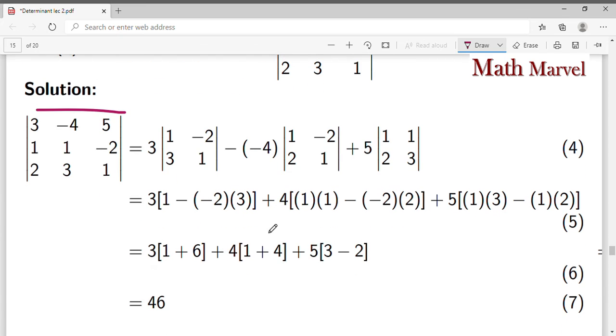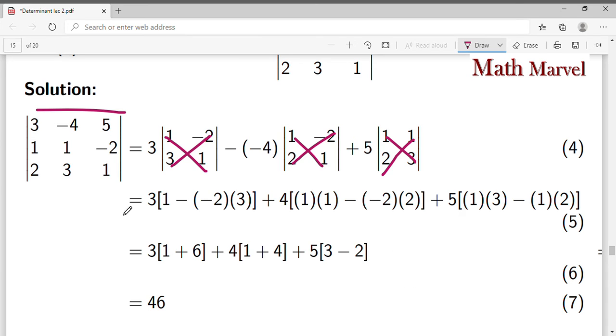Now evaluate this. So 3 times 1, minus 2, 3. Here minus 4 times 1, minus 2 into 2. Plus 5, again here 1 into 3 and 1 into 2. Okay. Now after simplification, we get the answer 46.